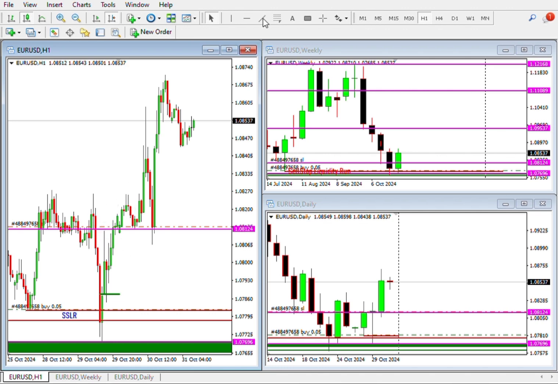Okay. Another example of a mitigation block, or a true mitigation block: that up candle prior to the down move, price went up and violated it. When price returned after taking out that bearish order block, and price violated that bearish order block to the upside, it became a true mitigation block.